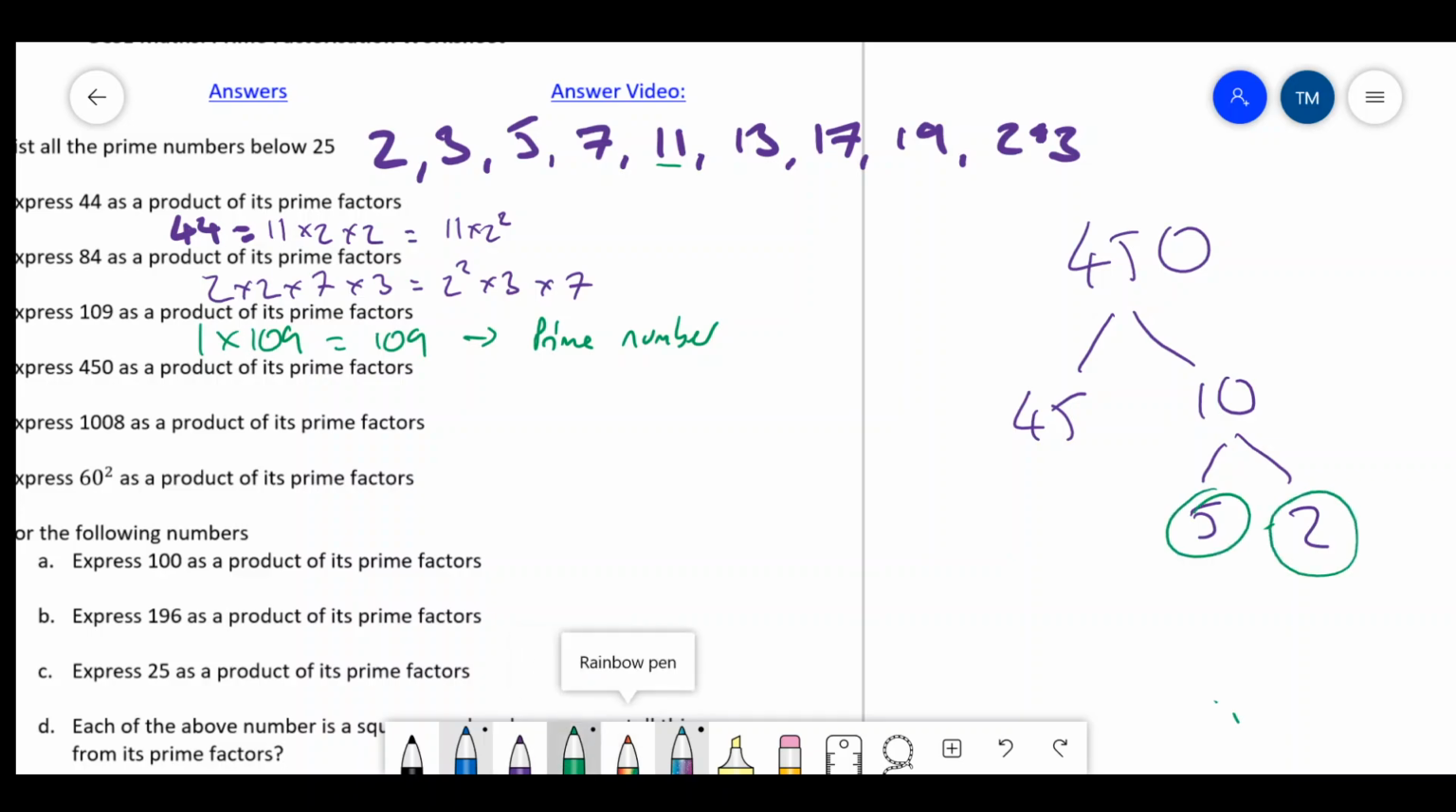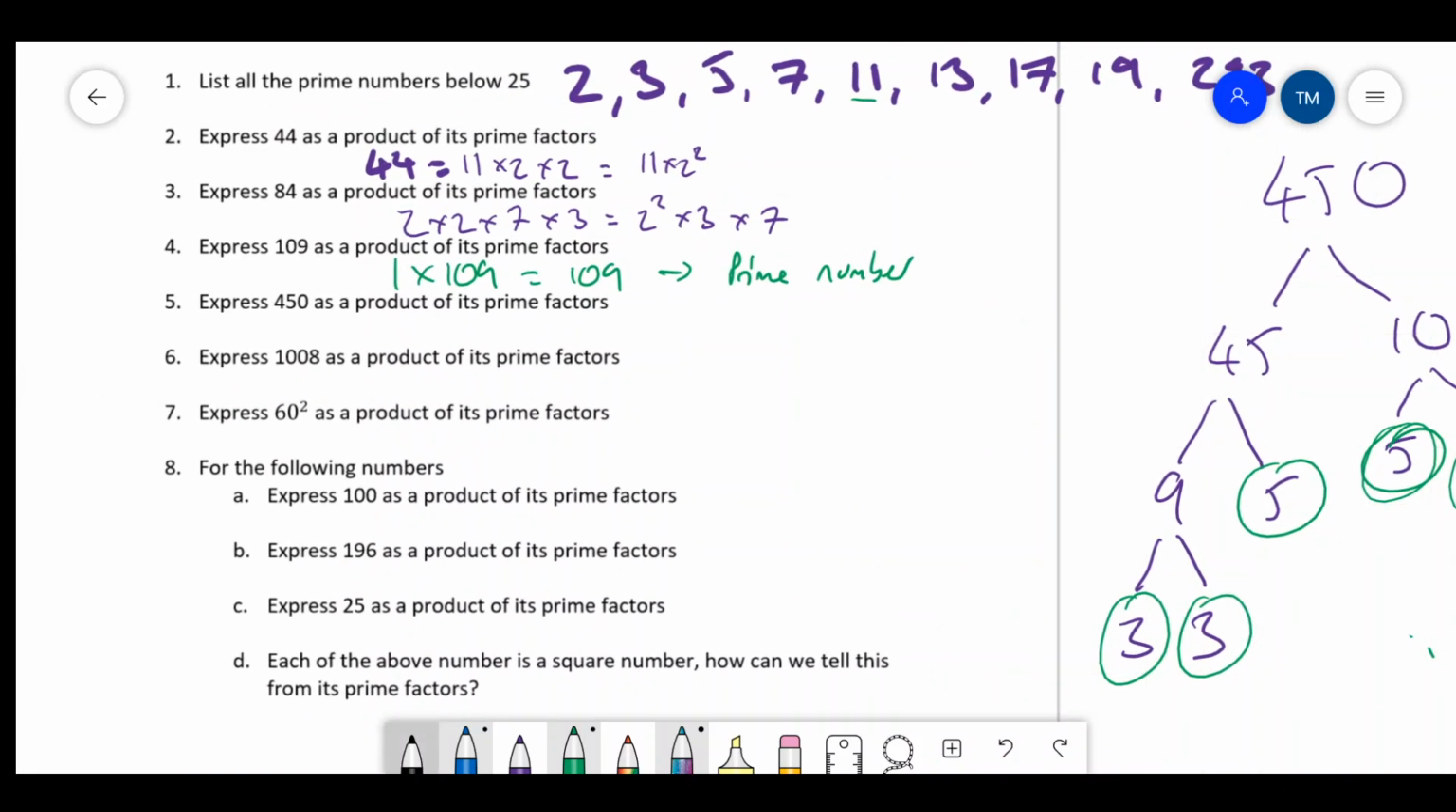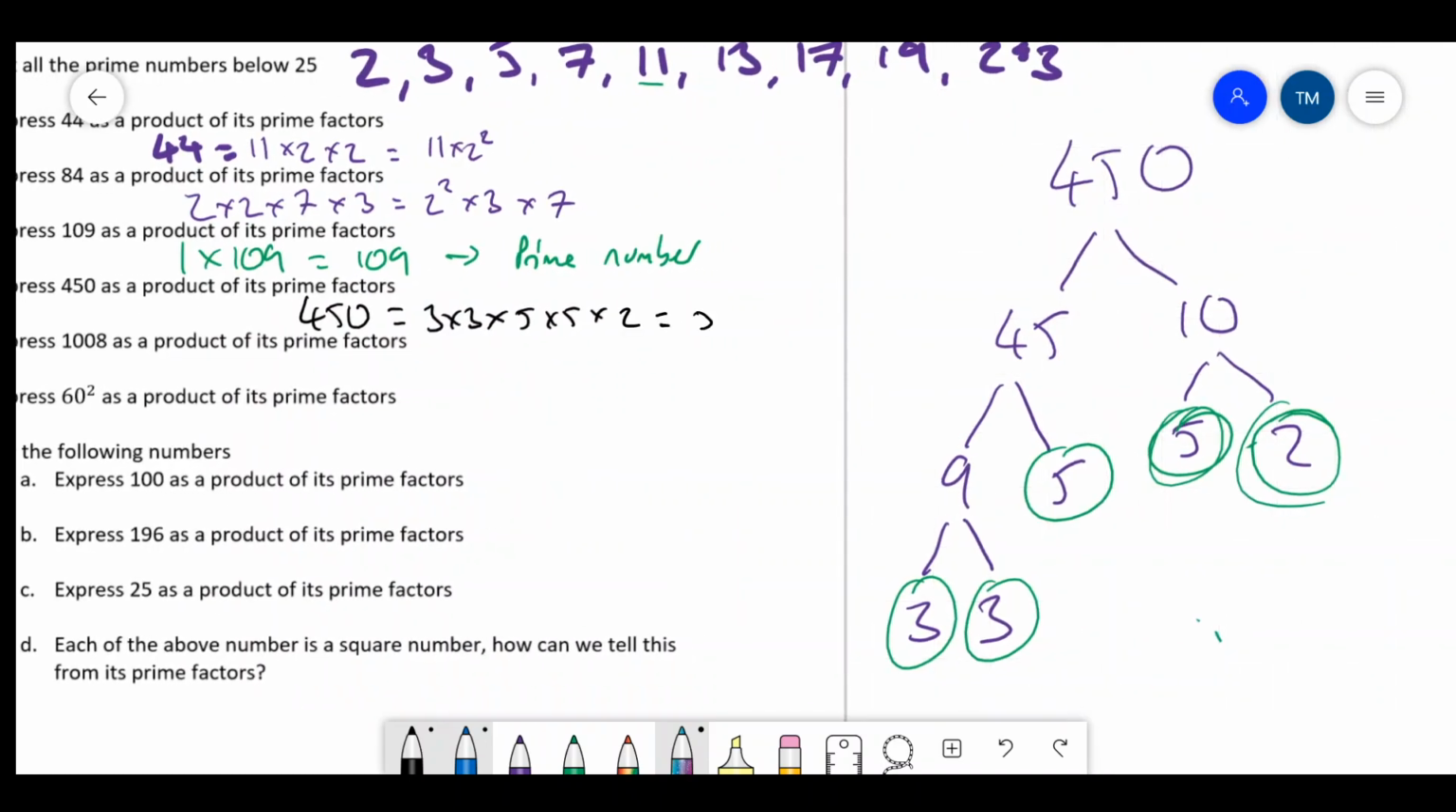And then we can have a look at 45. We split 45 up into its prime factors. We have 9 and 5 we could use. But 9 is not a prime number, but it can be made up from 3 and 3, which are both prime numbers. So here our result is 3 times 3 times 5 times 5 times 2. So 450 is equal to 3 times 3 times 5 times 5 times 2, which is equal to 5 squared times 3 squared times 2.